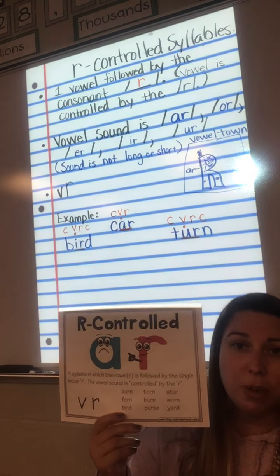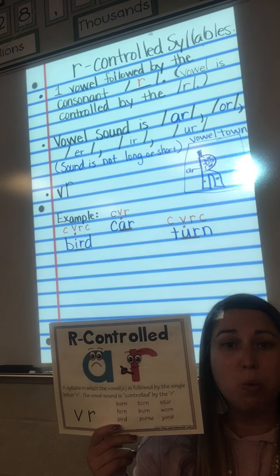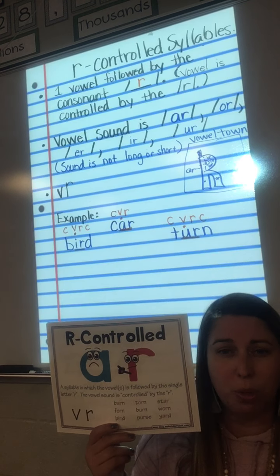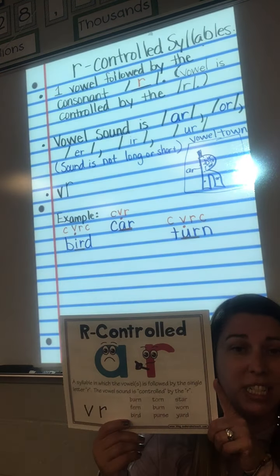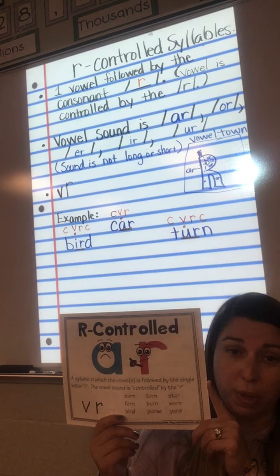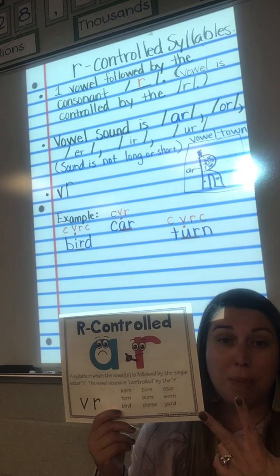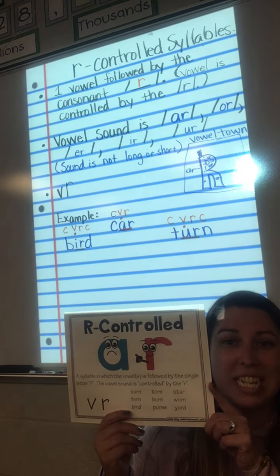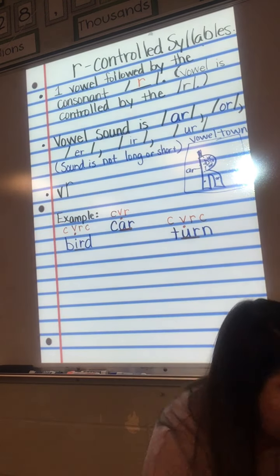All right, so remember we took good notes the other day on just one single syllable AR words. Today we're going to focus on identifying more AR syllable words, along with open syllables, closed syllables, and maybe even silent E syllables. So we're going to go ahead and get started.